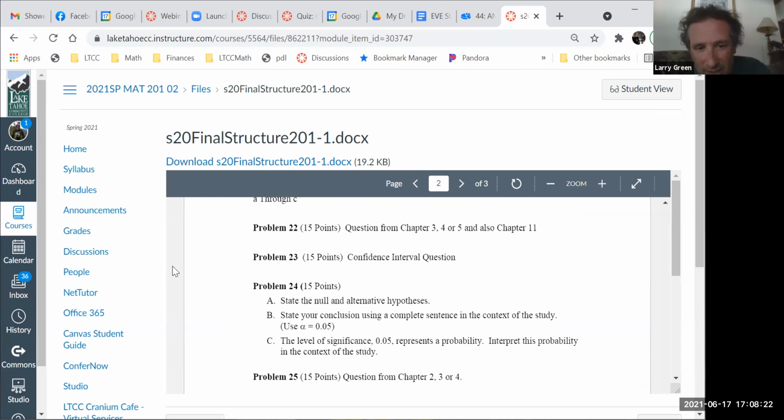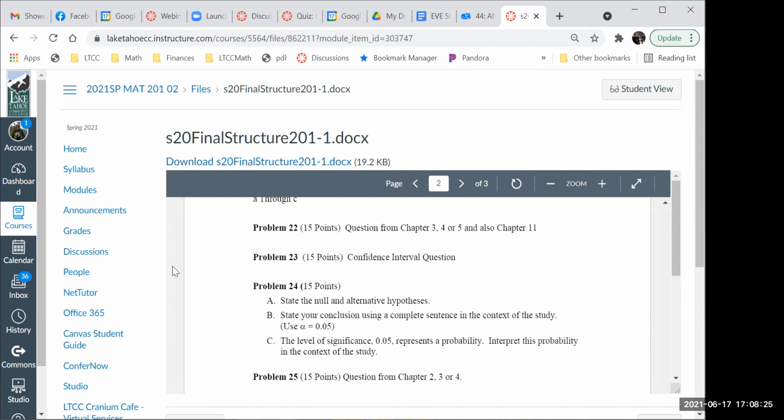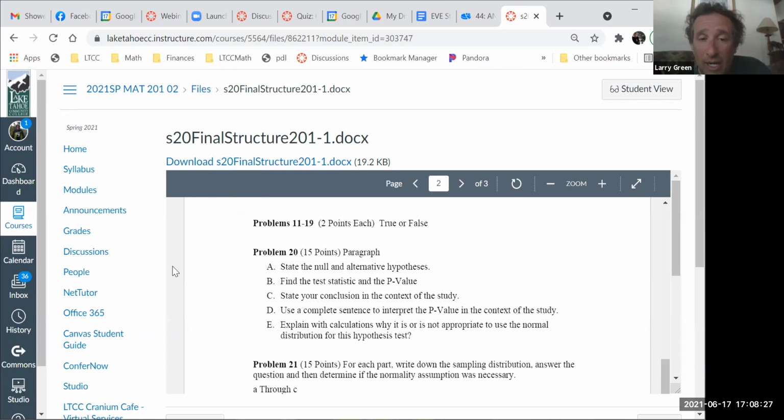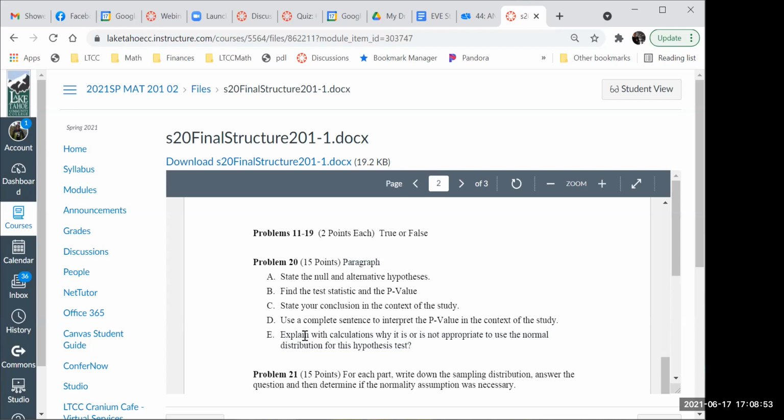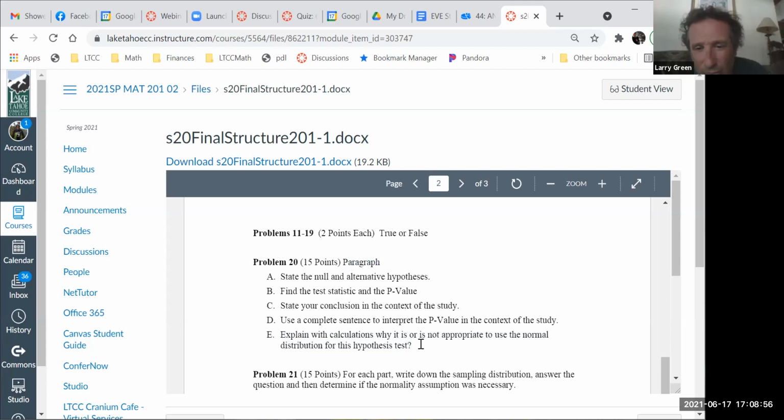And which number? It's 20E. Okay. And I do want to let you know, this is a little different than the final you're going to be taking. To be honest, when I gave the final a year ago, it was too long and so many people couldn't finish it. So I shortened it a lot. Just letting you know that. So 20E. Right, now of course there's a paragraph and you don't know what the paragraph is. But it says explain with calculations why it is or is not appropriate to use a normal distribution for this hypothesis test.